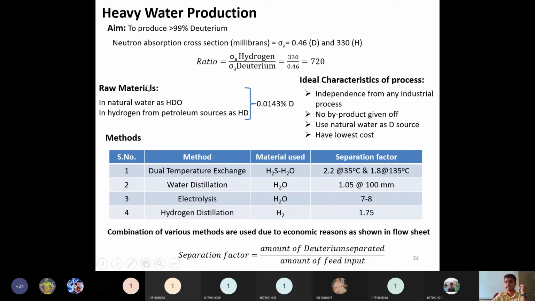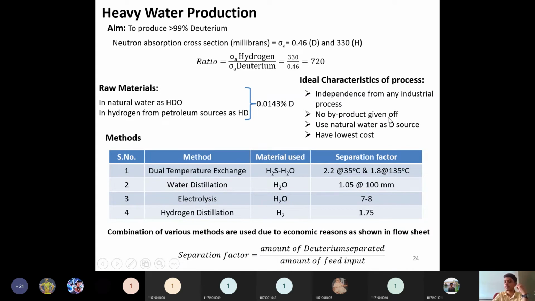Then put a side heading as raw materials required. There are two raw materials required to produce heavy water. One is natural water. In natural water, the deuterium will be present in the form of HDO, that is hydrogen deuterium oxide. Then in hydrogen, from petroleum sources, it will be present as hydrogen deuterium. Both these sources have deuterium around 0.0143%.